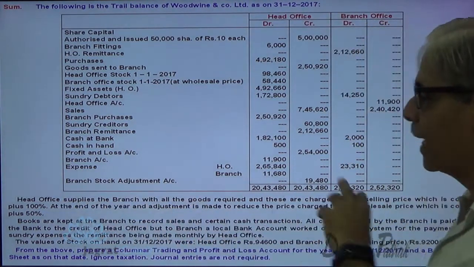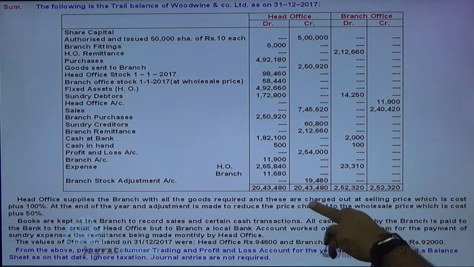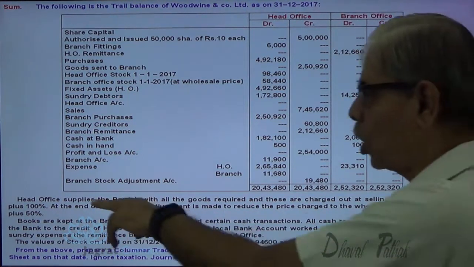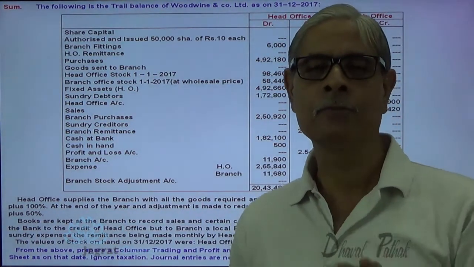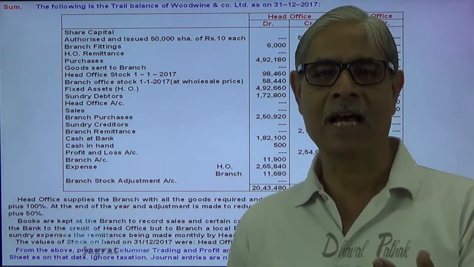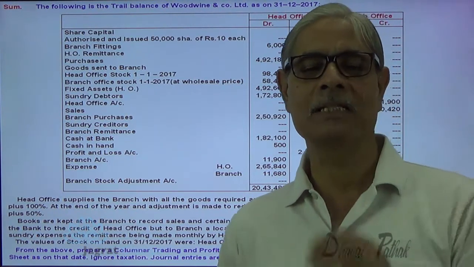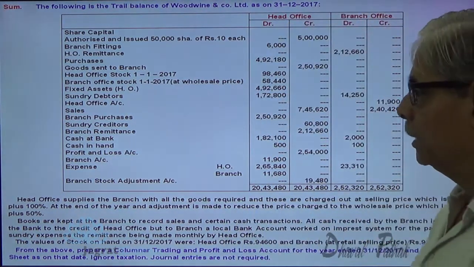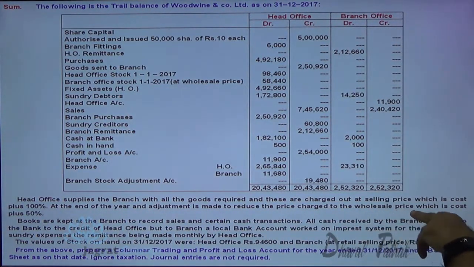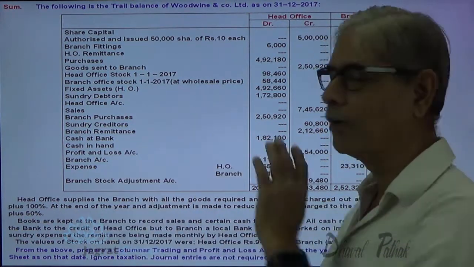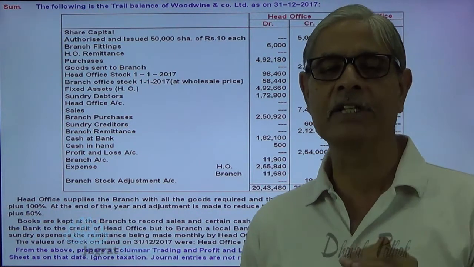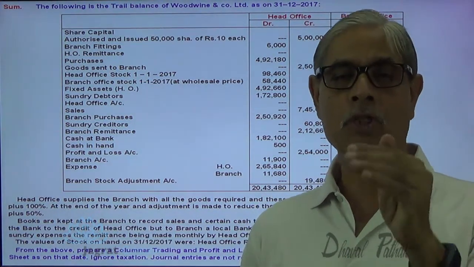Head office supplies to the branch all the goods required, and these are charged at a selling price which is cost plus 100%. So when the goods are sent, 100% of the cost is added, so the cost is doubled and the goods are sent to the branch. At the end of the year, an adjustment is made to reduce the price charged to the wholesale price, which is cost plus 50%. When the closing stock is valued, the stock valuation is done at the rate of cost plus 50%.